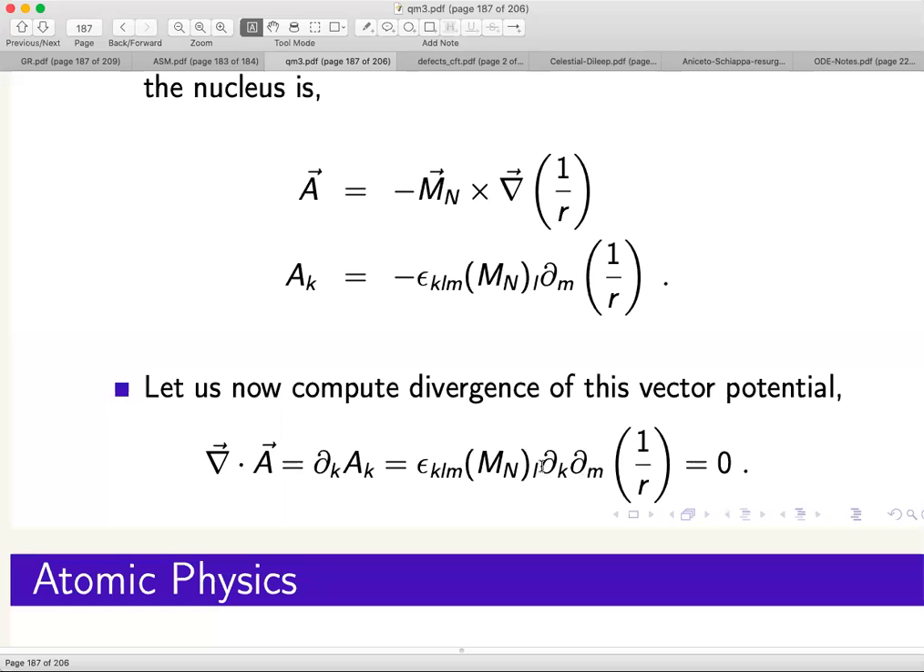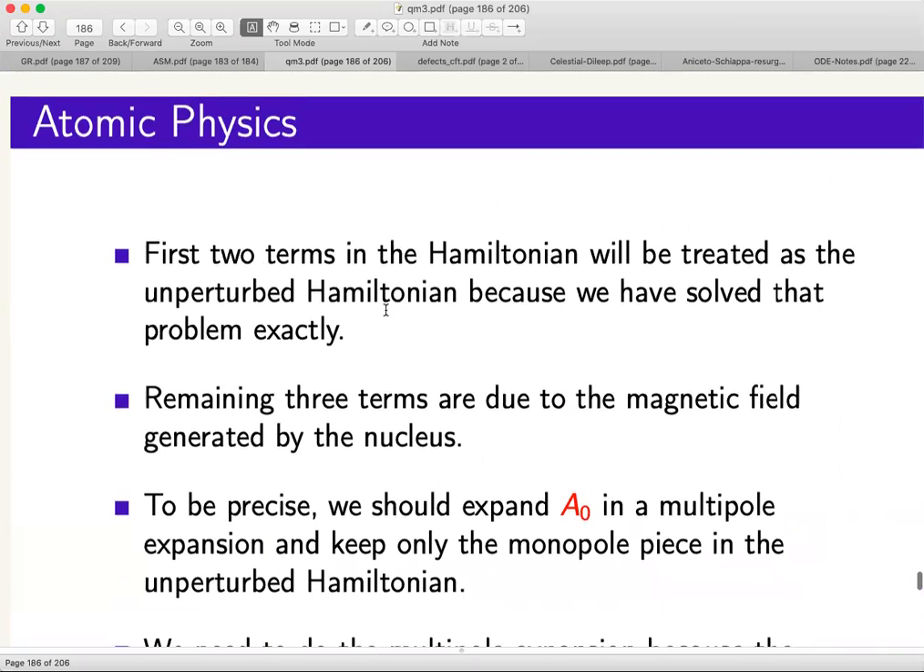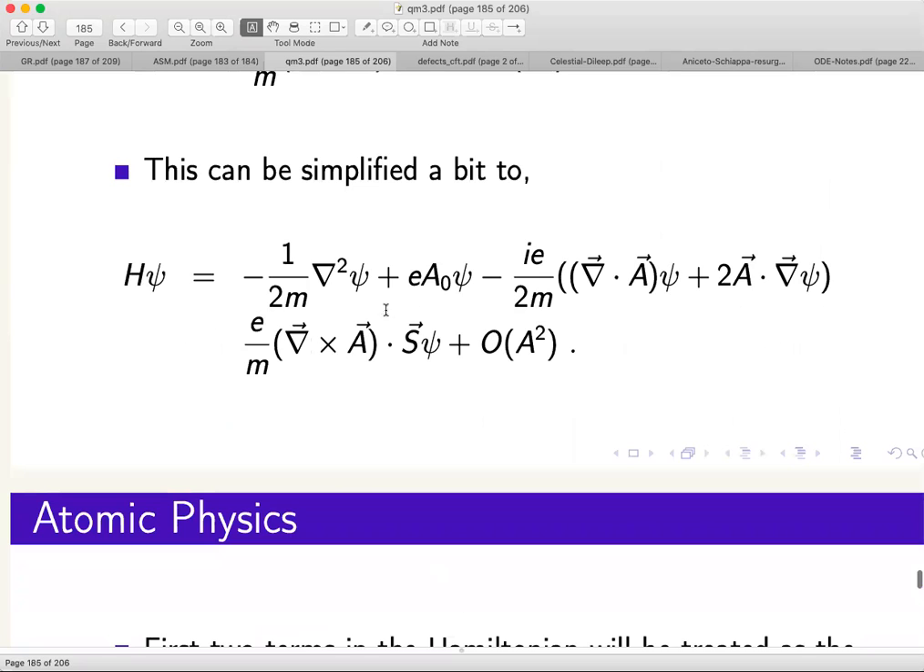Now, when it acts on R, you have a partial derivative with respect to Xk and Xm acting on R with an epsilon KLM, which clearly tells you that this is antisymmetric and this is symmetric, and therefore it should just vanish. It is good for us because that is equivalent to saying that we could work in the del dot A equals 0 gauge, which is what we call the Coulomb gauge. That would simplify our expression, because remember we had a term del dot A times psi sitting around here, and we can happily set that term to 0.